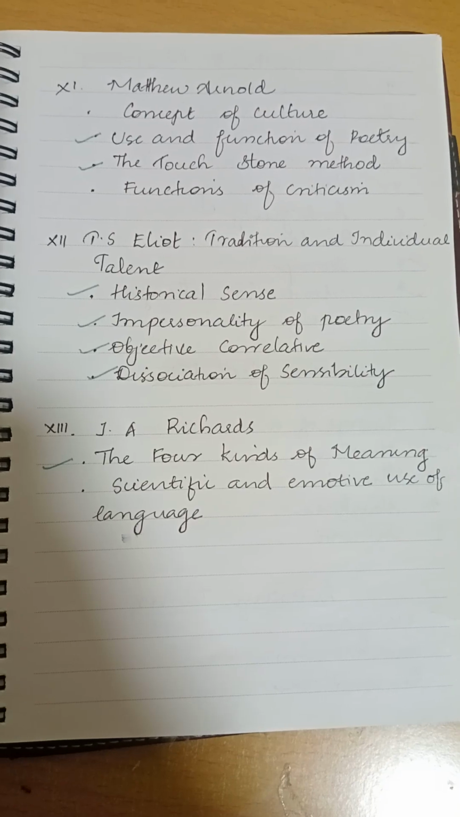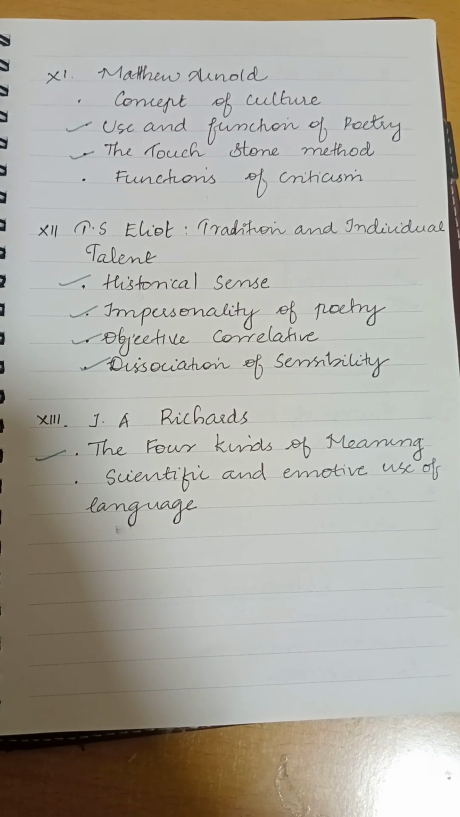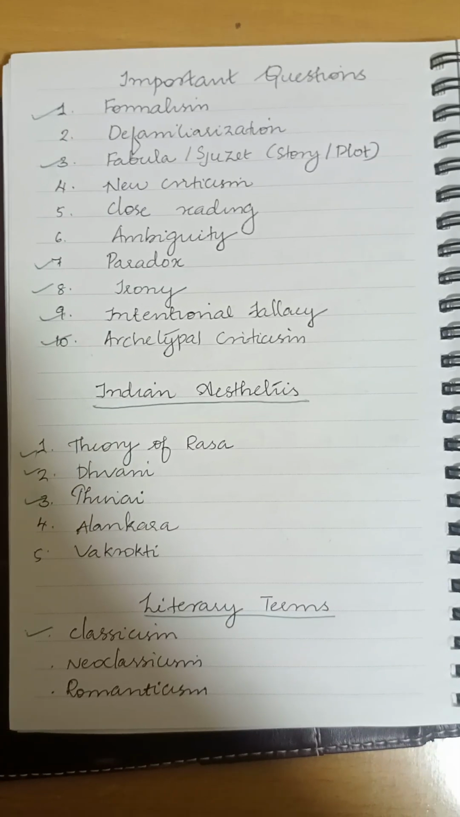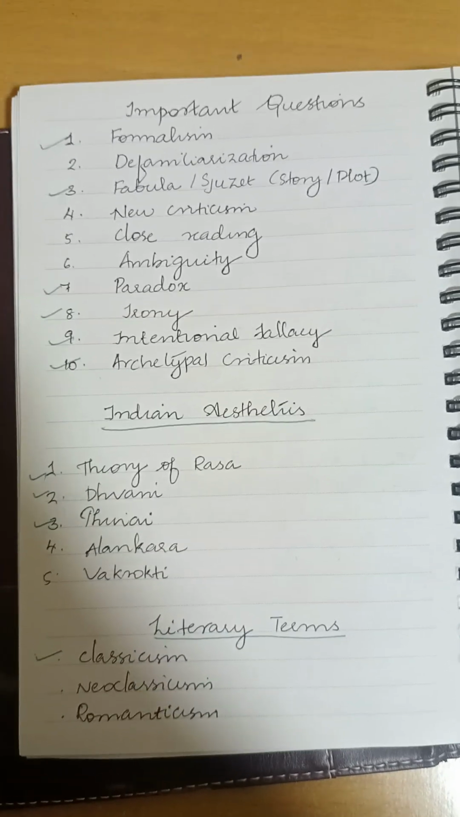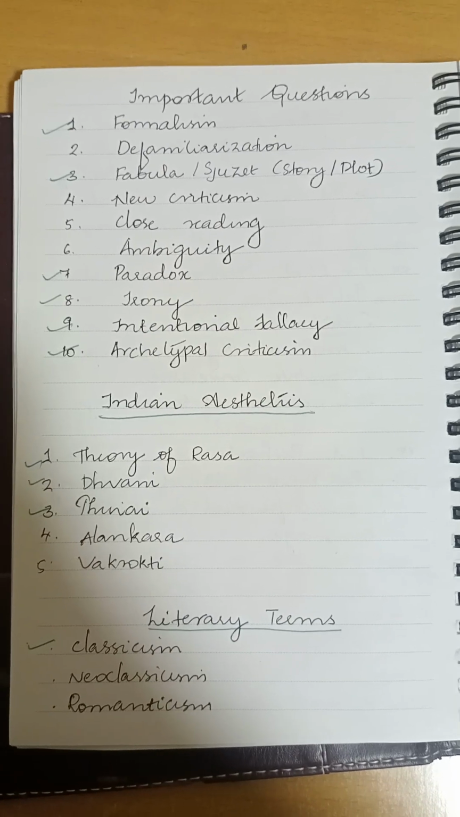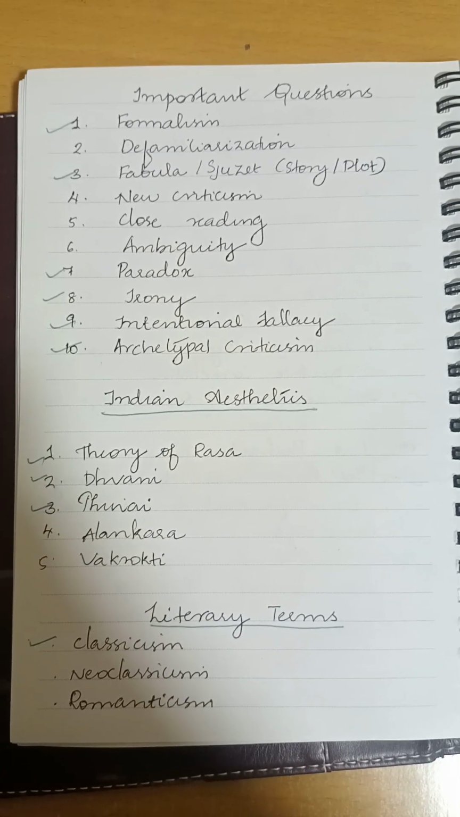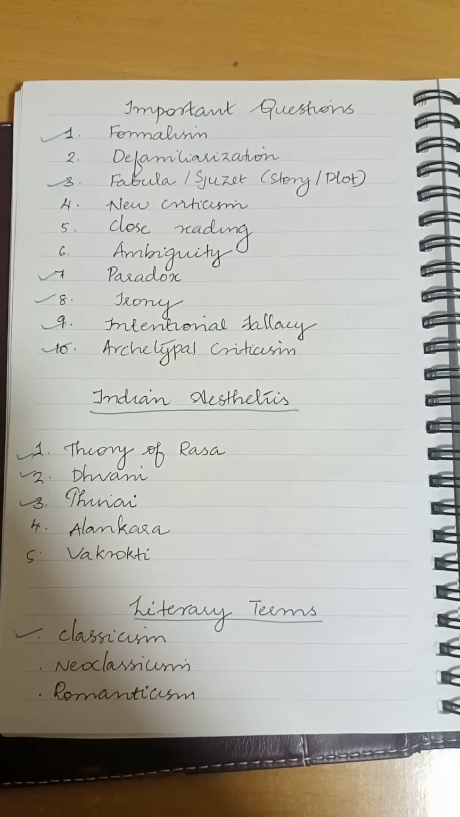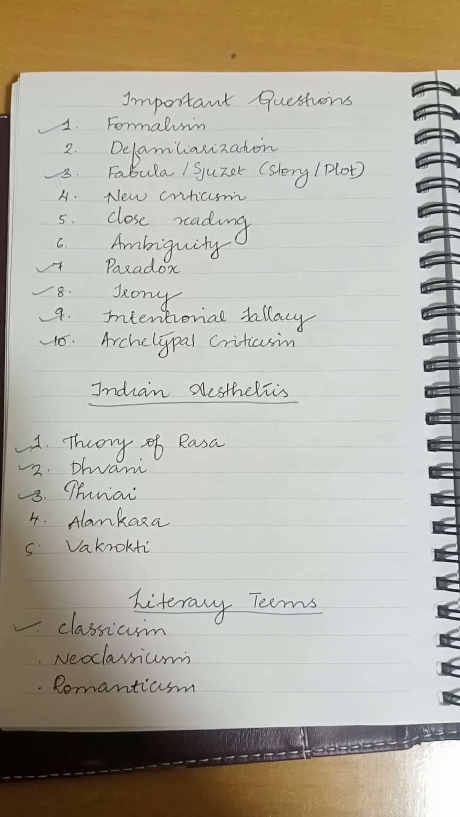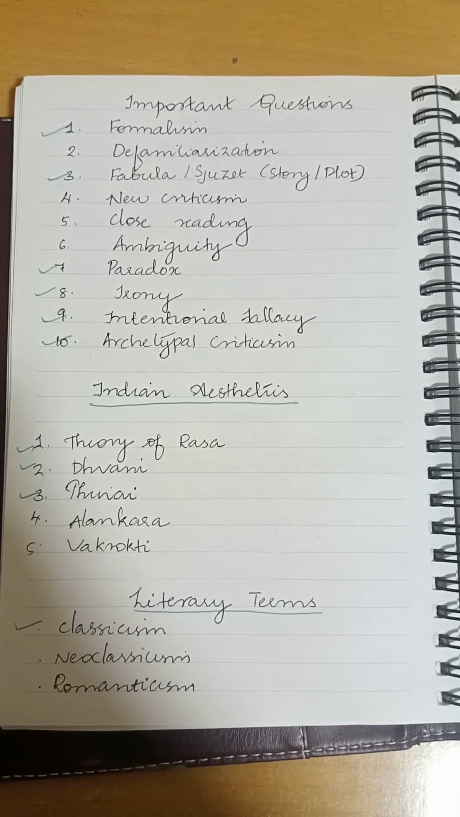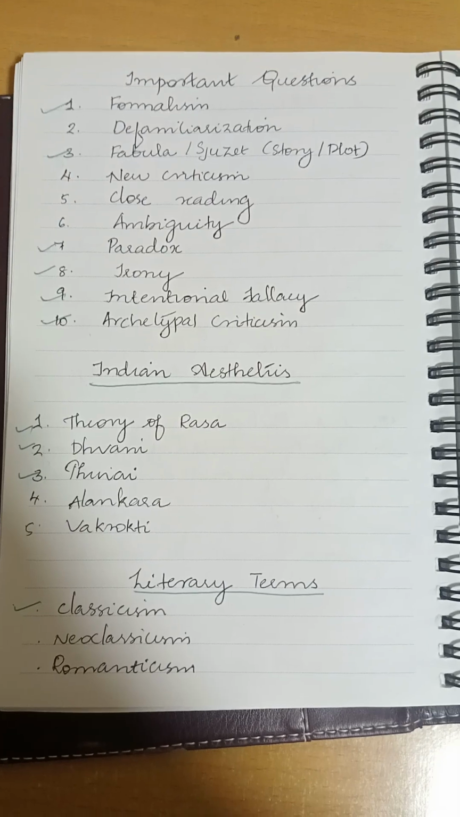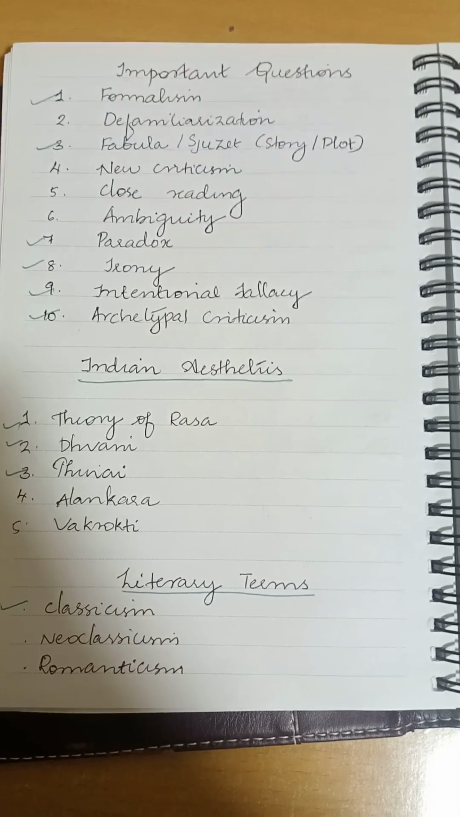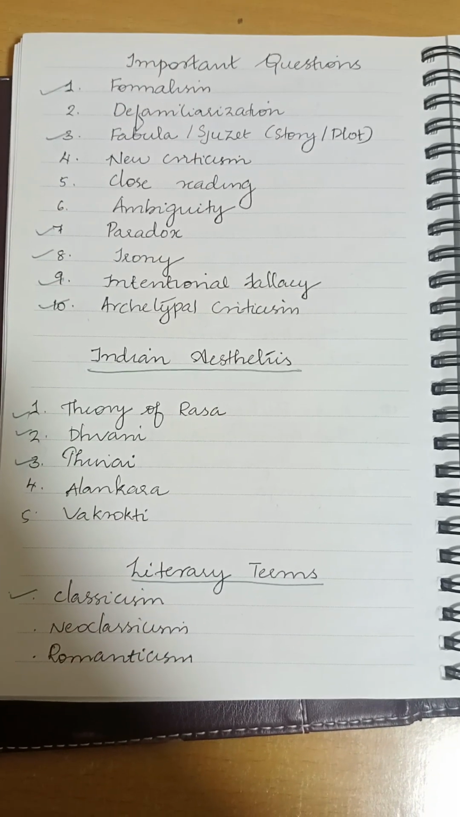And I.A. Richards, the four kinds of meaning is an important question, and you should keep in mind the scientific and emotive use of language. And here are some important, repeated questions from the university exam. What is formalism is an expected question, and fabula and sujet is often repeated, and close reading, defamiliarization, and there are always short questions like what is ambiguity, what is paradox, what is irony, and intentional fallacy and archetypal criticism are often repeated.